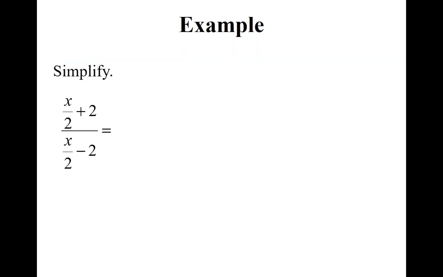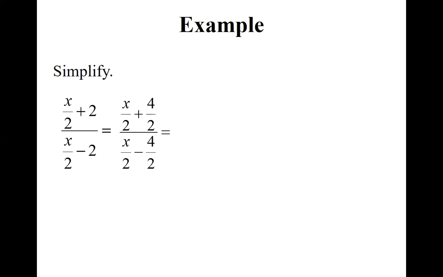So what does that mean? Let's take a look at x over 2 plus 2 all over x over 2 minus 2. Method one is to add the top, subtract the bottom, and then divide top by bottom. In order to add on the top, we need a common denominator. In order to subtract on the bottom, we need a common denominator. That common denominator will be 2. 2 is 4 over 2, so plus 4 over 2 on top and minus 4 over 2 on the bottom.